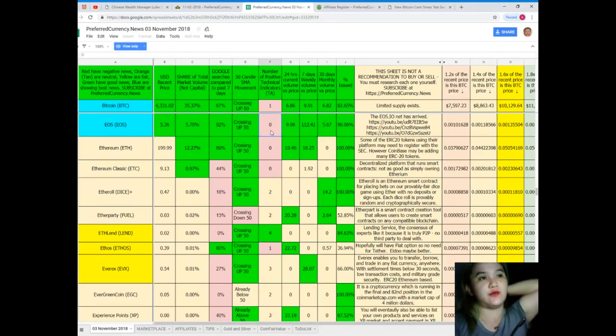Now, number of positive technical indicators, it's 0. 24 hours current volume versus price, it's 9.96. 7 days weekly volume versus price, it's 112.41. And 30 days monthly volume versus price, it's 5.67. And percent issued, it's 90.06%.